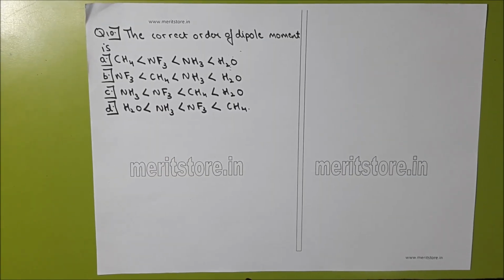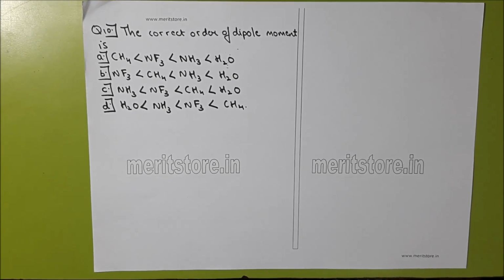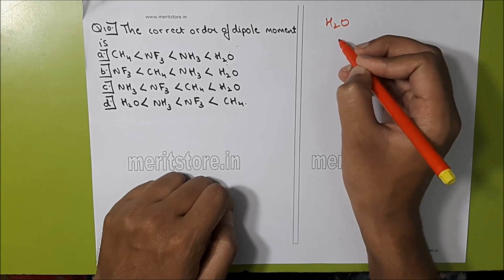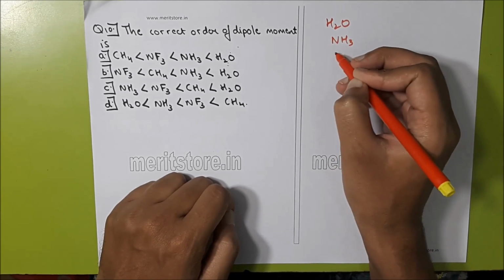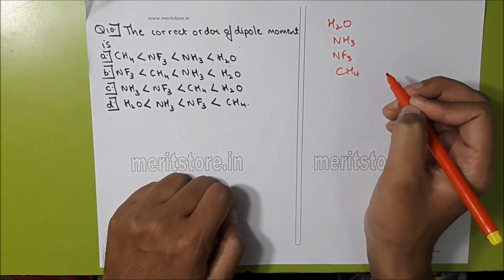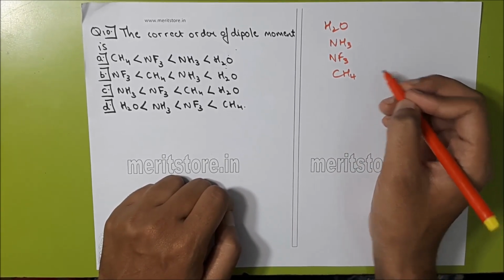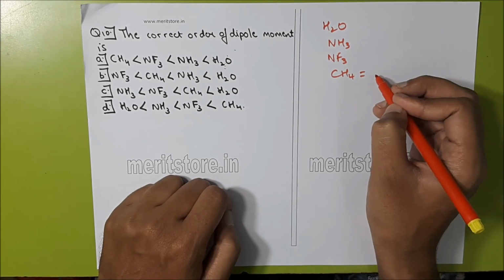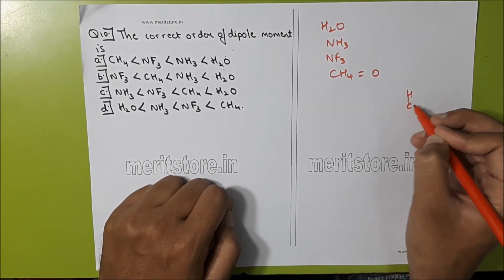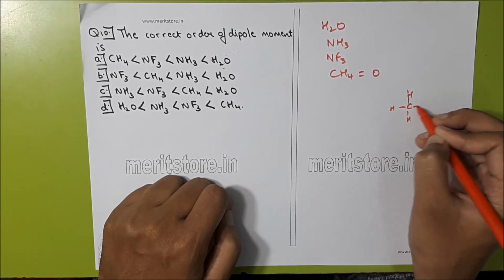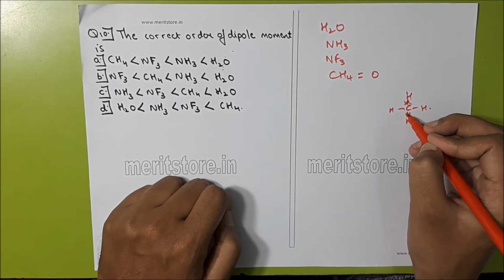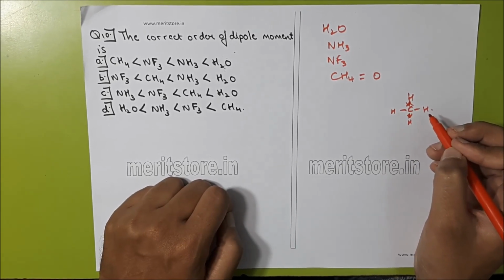Question number 10. The correct order of dipole moment is: okay, we got 4 molecules, that is water, then ammonia NH3, nitrogen trifluoride and methane. So all these dipole moments we have to arrange in the correct order. Methane has 0 dipole moment because the structure of methane is a central carbon atom surrounded by 4 hydrogen atoms, which cancel the dipole moment in opposite directions. So it has 0 dipole moment, it is a symmetrical structure.